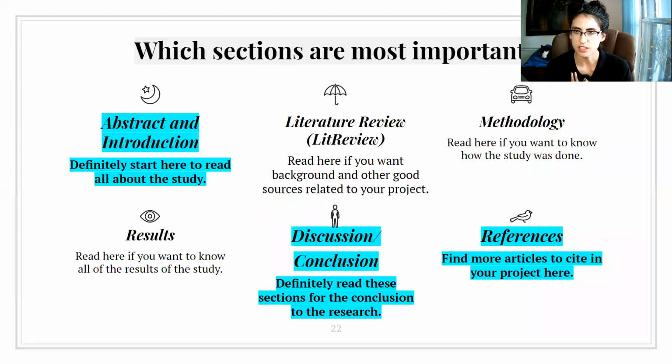So which sections of a scientific article are going to be the most important? They're going to be the abstract and the introduction. Definitely want to start here. Then followed by the discussion and conclusion, because that's where it's going to tell you everything they found. And that's all you really need to read with an article.